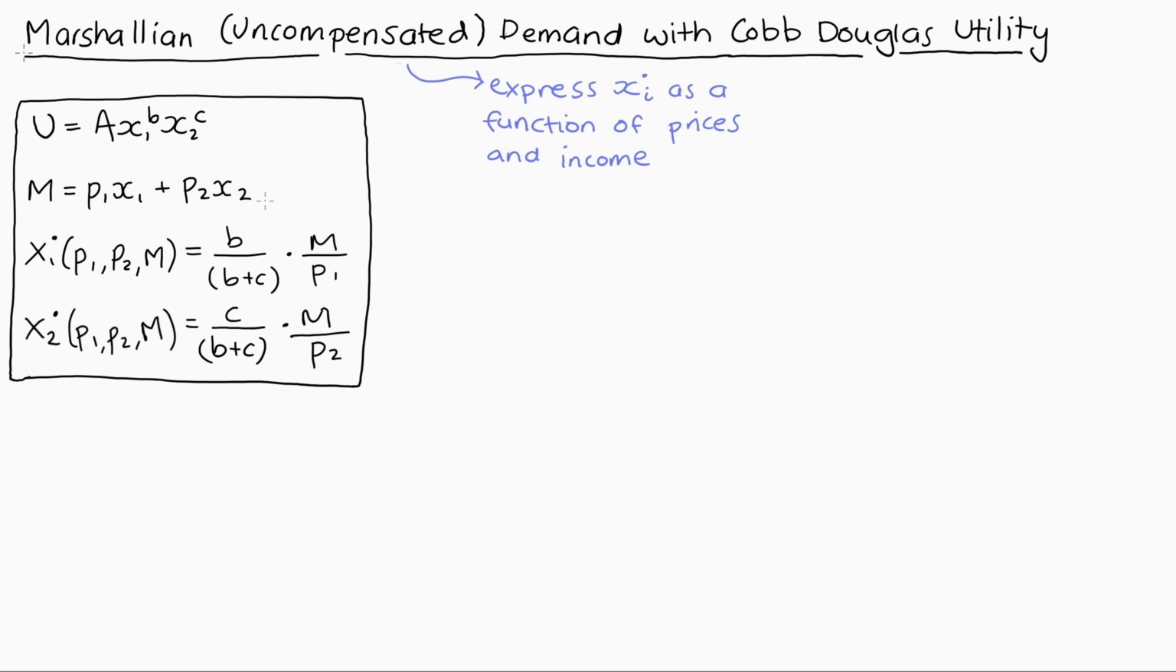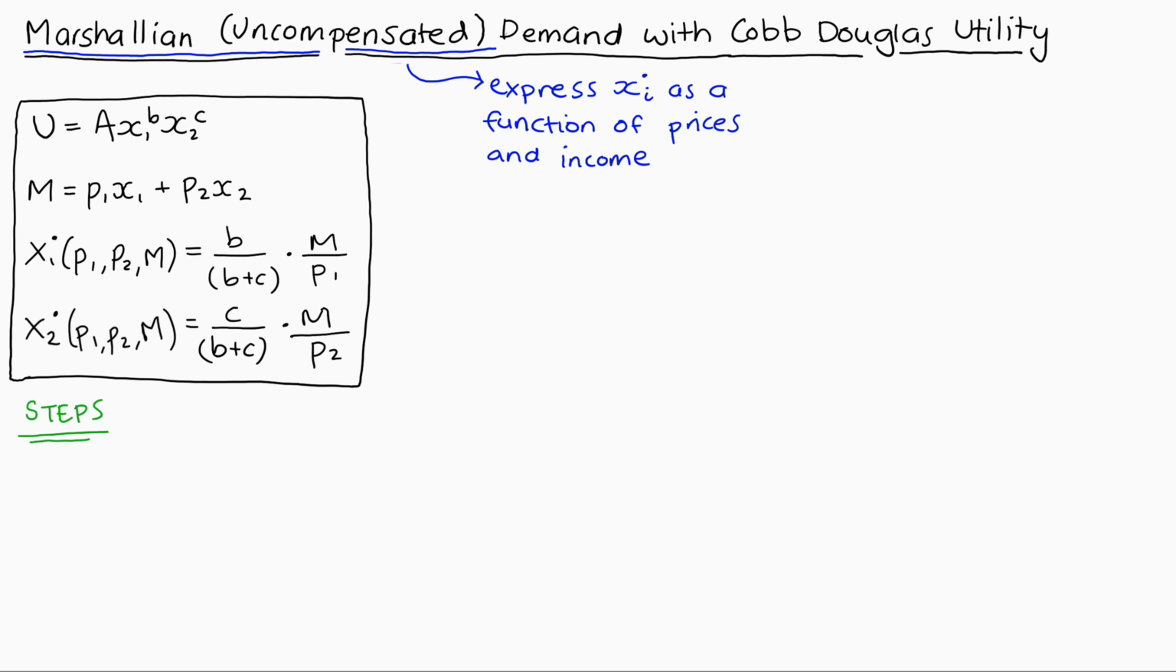When we look to find Marshallian demand for a good, what we want is an expression that tells us about the optimal level of consumption of the good, so that's our xi star, as a function of prices and income. That's the goal, and you can see that it is achieved here in these functions. We find our optimal value of x1 and x2 as a function of the prices of the goods and income.